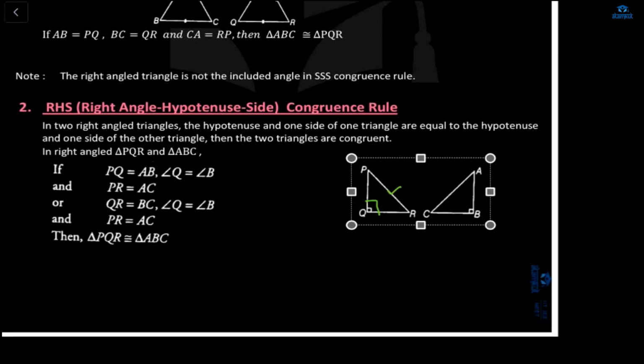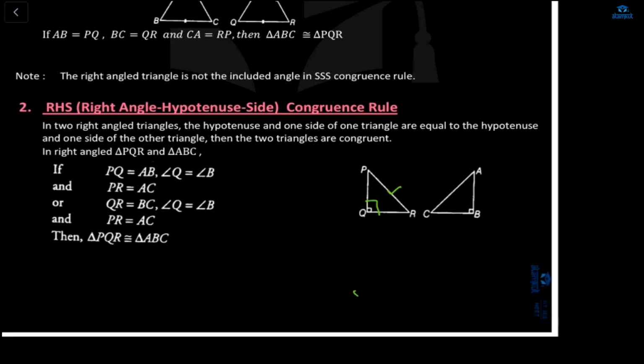For example, in this given figure, your two sides are what? For the first triangle it is PQ, and opposite to PQ in the second triangle is AB. So either you can say that angle Q is equal to angle B is equal to 90 degree, PR is equal to AC, and PQ is equal to AB, or angle Q is equal to angle B is equal to 90 degree, PR is equal to AC, and QR is equal to BC. So among the two sides, any side will be there, one hypotenuse will be there, and the right angle will be there. If these three conditions are there, then the congruency rule is RHS congruency. Through RHS congruency, you are proving the triangles are congruent.